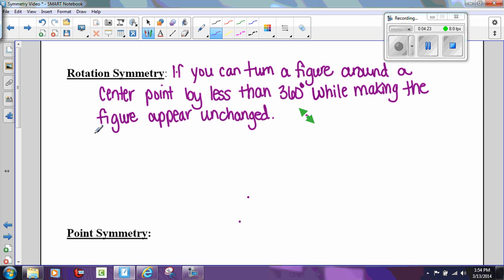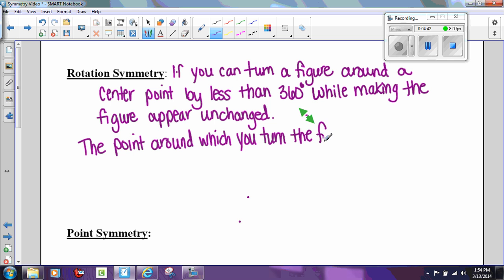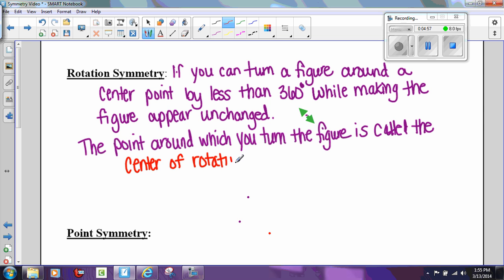The point around which you rotate is called the center of rotation. And the smallest angle you need to turn for the figure to coincide with itself is called the angle of rotation.